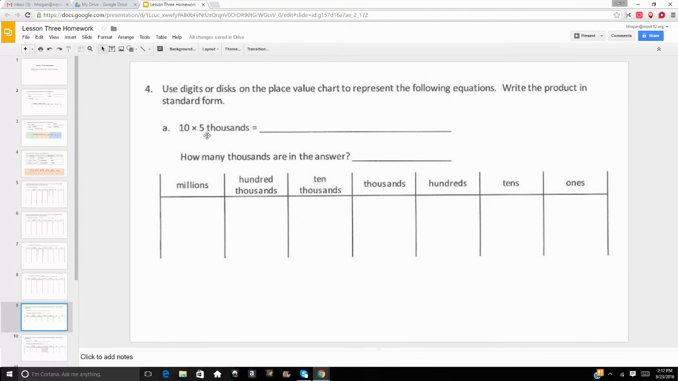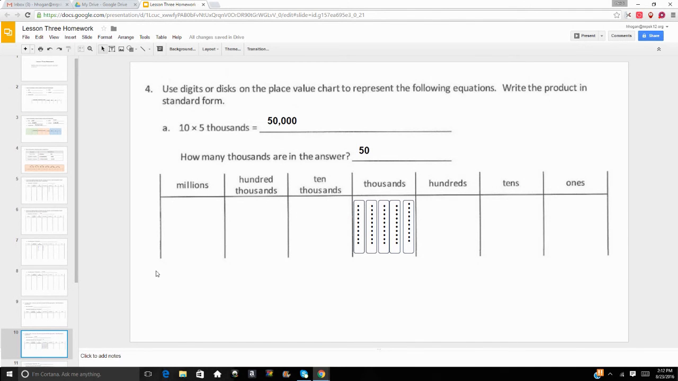10 times 5,000s. So let's see. What is 10 times 1,000? Well, 10 times 1,000 is 10,000. So instead of 5,000s, it will be 50. So each one of these, 10, 20, 30, 40, 50, there are 5, 1, 2, 3, 4, 5, times 10. There are 10 in each of these, which will give us our answer. Each one of these will be regrouped into a 10,000, which will give us 5 10,000s or 50,000.